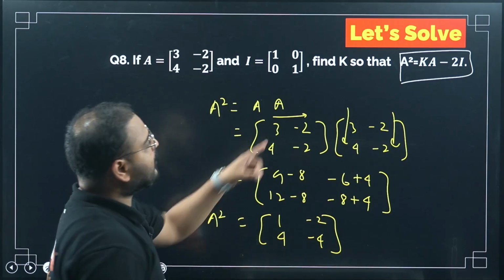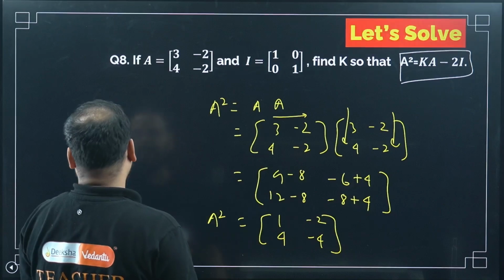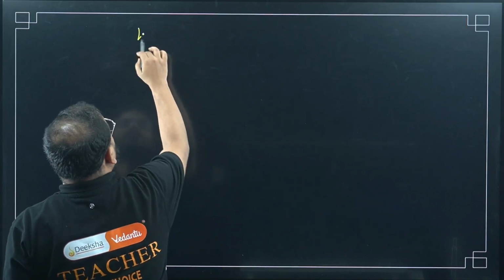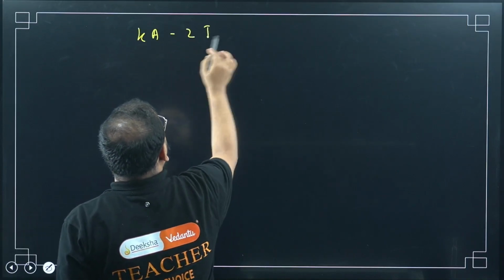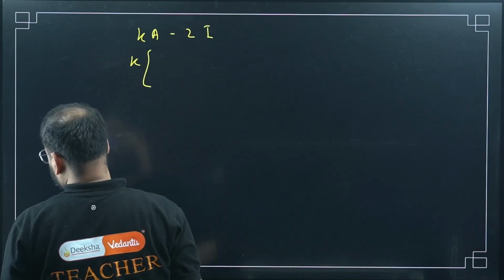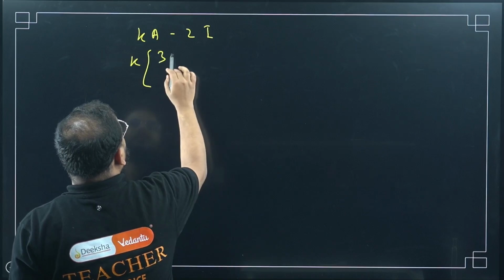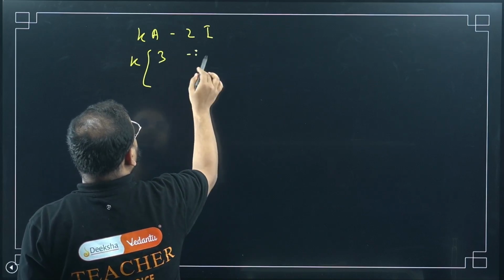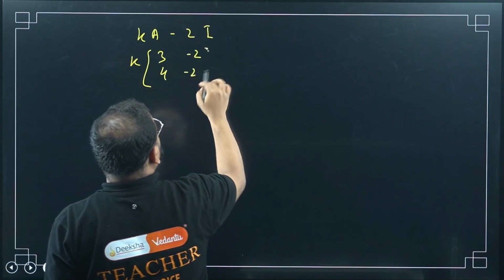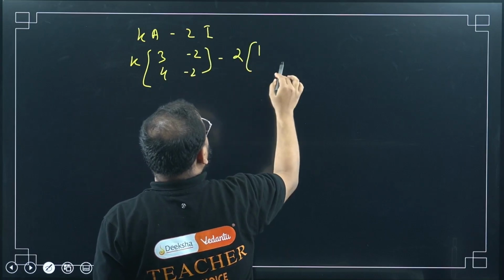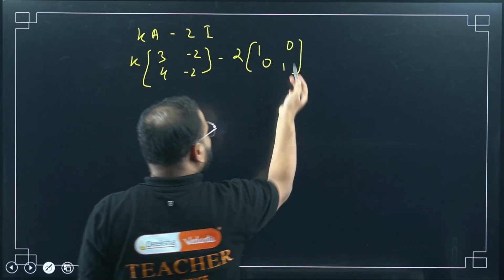They're saying this is equal to what? kA minus 2I. So let's write it here. kA minus 2I will look like what? I'll multiply k with what? Please check. k times 3, minus 2, 4, minus 2, minus 2 times I. I is 1, 1, 0, 0. Why 2 cross 2, sir?